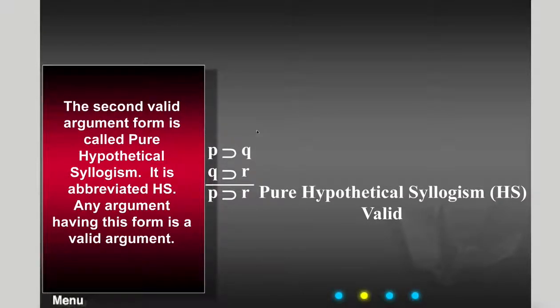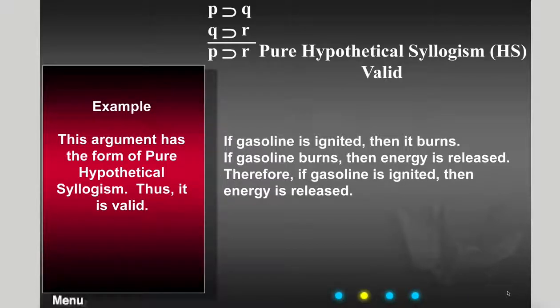Okay. The second valid argument form is called pure hypothetical syllogism. I've been saying this since chapter 1. It is abbreviated HS, so do look for that. Disjunctive and hypothetical syllogism. If P, then Q; if Q, then R. Cross these out. It's if P, then R, and that's what you have. Okay? It's a valid argument form. Okay? So it is always valid.